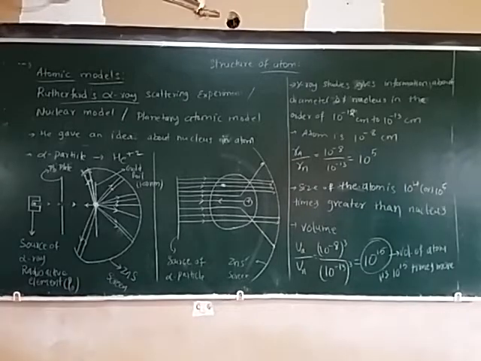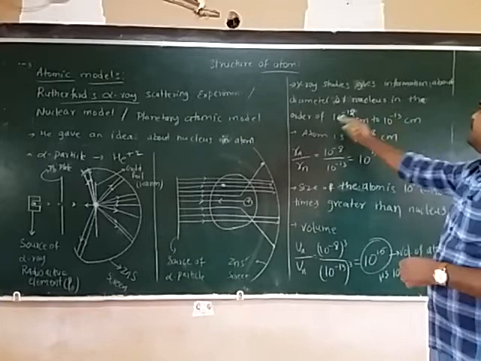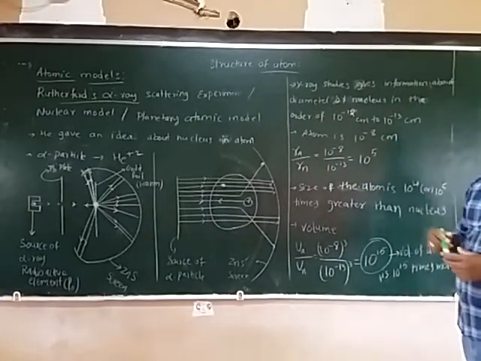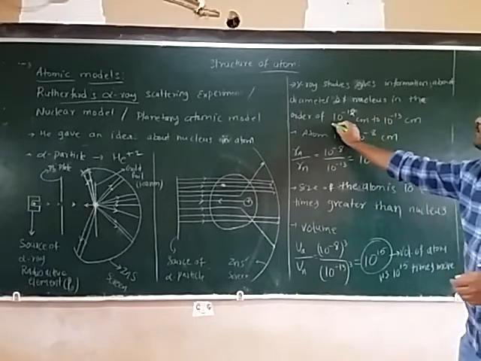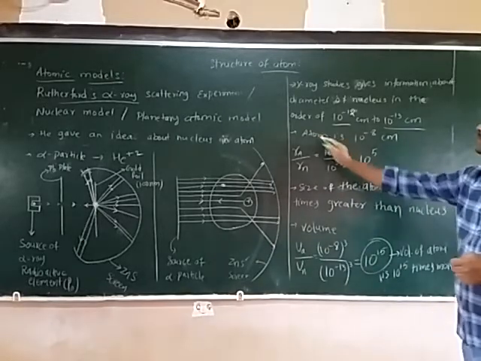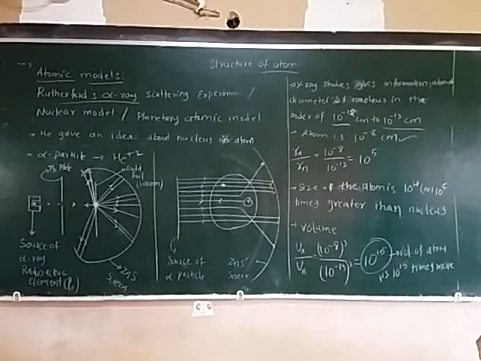Okay, now we will see the order of the diameter of the nucleus and atom. X-ray studies give information about the diameter of the nucleus, in the order of 10 to the power of minus 12 centimeter to 10 to the power of minus 13 centimeters. The atom has a diameter of 10 to the power of minus 8 centimeters.